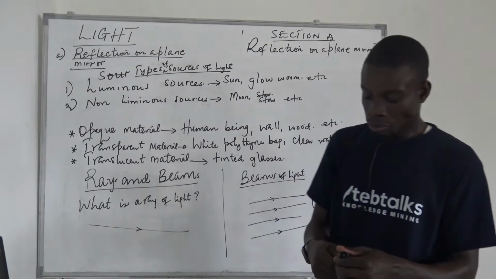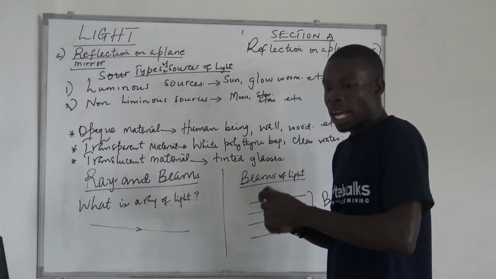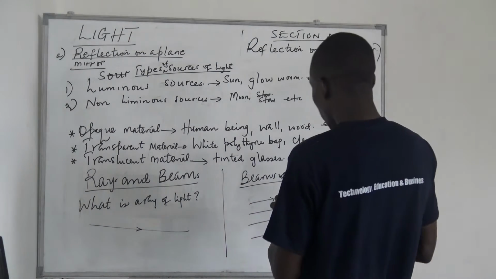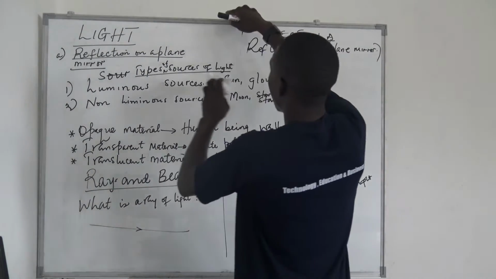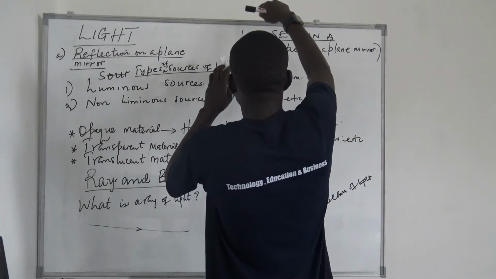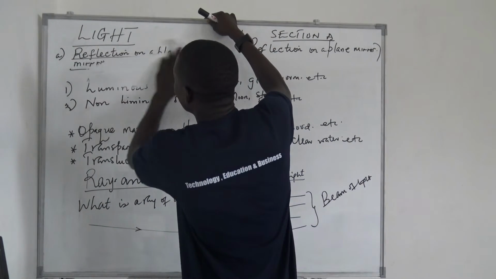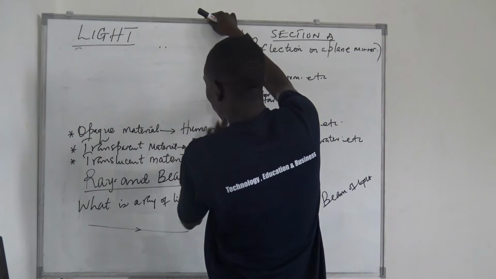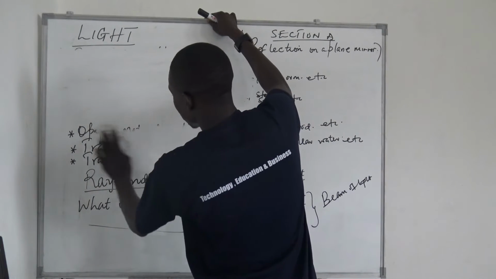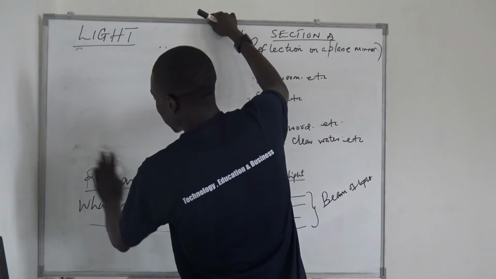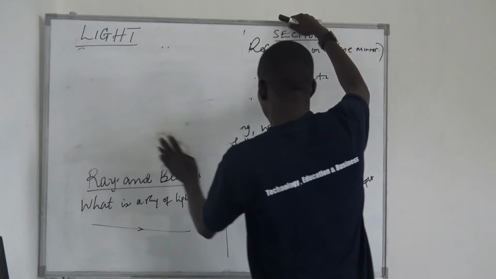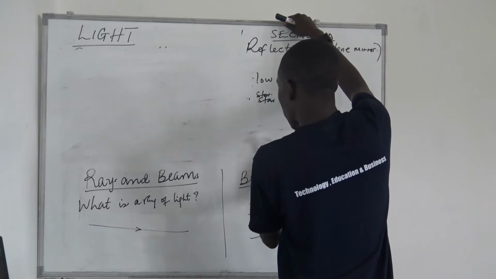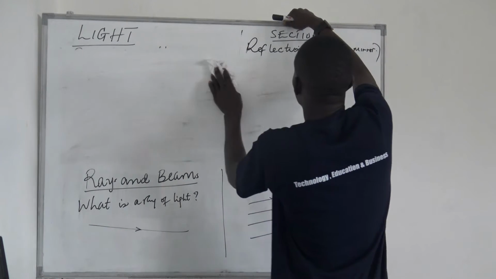Is that okay? Good. And then next, after looking at what a beam of light is, and we have now defined it, let's look at what we are calling types of beams.